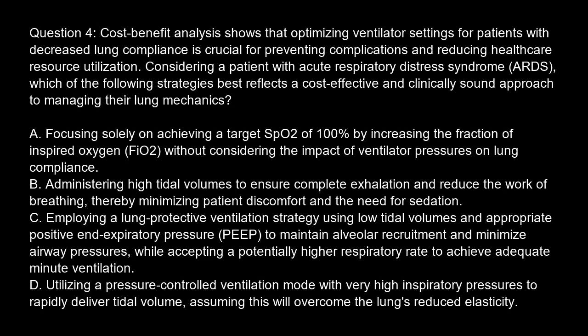Option C. Employing a lung protective ventilation strategy using low tidal volumes and appropriate positive end expiratory pressure, PEEP, to maintain alveolar recruitment and minimize airway pressures, while accepting a potentially higher respiratory rate to achieve adequate minute ventilation. Option D. Utilizing a pressure-controlled ventilation mode with very high inspiratory pressures to rapidly deliver tidal volume, assuming this will overcome the lungs' reduced elasticity.